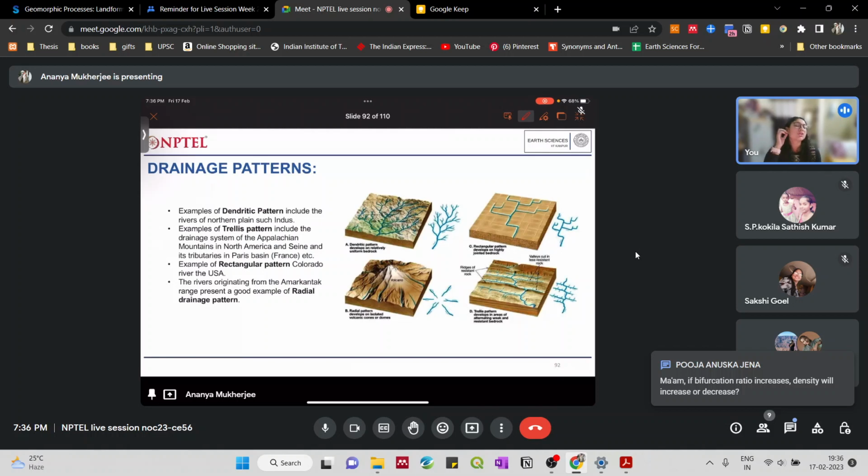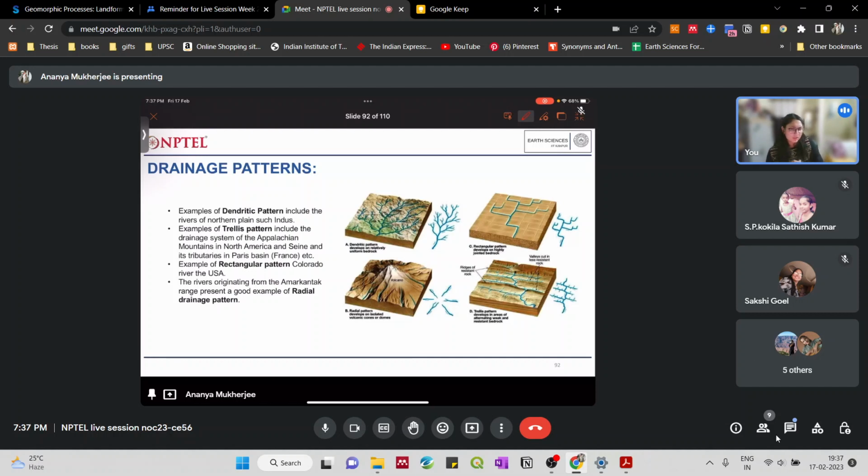So if the bifurcation ratio increases, will density increase or decrease? Bifurcation ratio will give a slight indication towards your drainage density, but your drainage density will also depend on the area. Obviously if it has a higher bifurcation ratio, that means it has more smaller stream order streams also, so that requires a larger area. So a higher bifurcation ratio is going to indicate that the drainage density is also high. Is that clear?